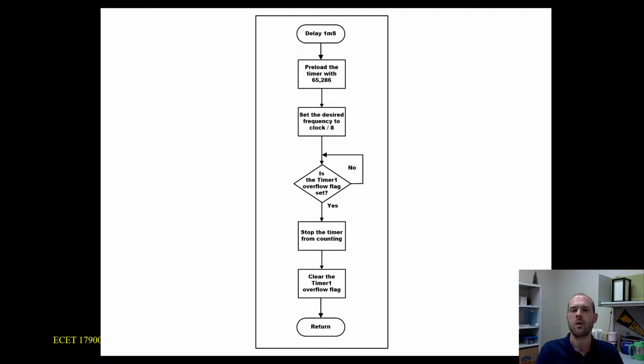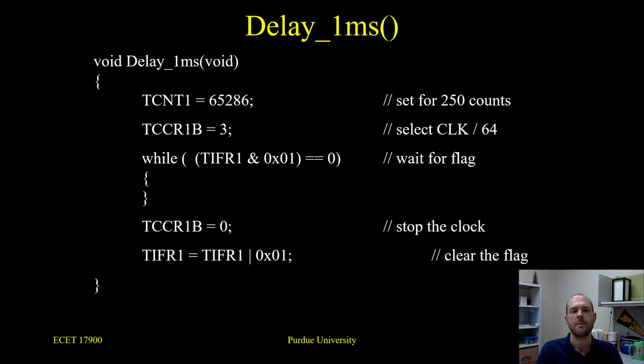And remember, watch the previous video to see this flowchart in more detail and how we generated the code. But for our function, delay 1ms, we want to preload the timer, set the desired clock frequency, and wait until the clock overflows, so it reaches the value we set it to, up to its maximum. It takes 1 millisecond to do that. Then we stop the timer, clear the overflow flag, and then return. So that's all that's happening in this function that you see before you now.